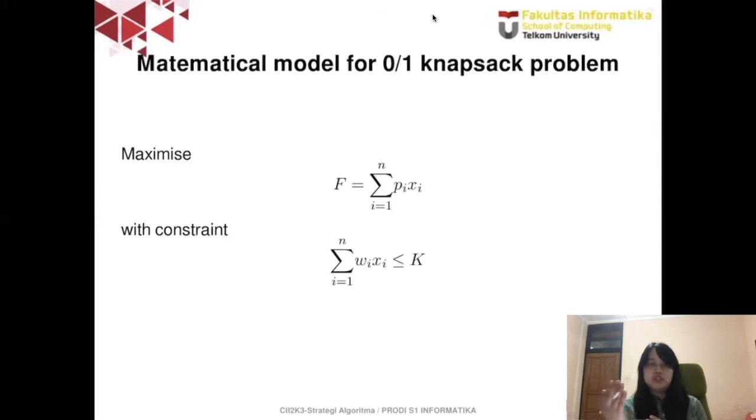The mathematical model for the 0-1 knapsack problem is we want to maximize the total profit we have from what we choose, with the constraint that the total weight of what we choose is not larger than the maximum capacity of the knapsack.